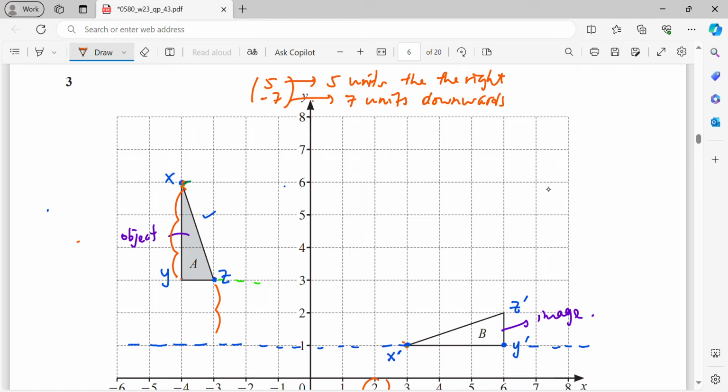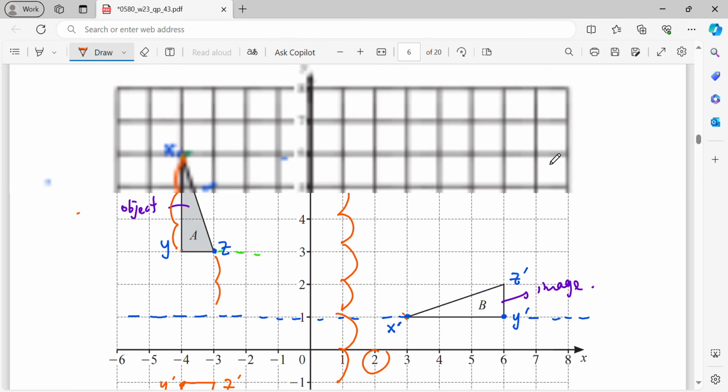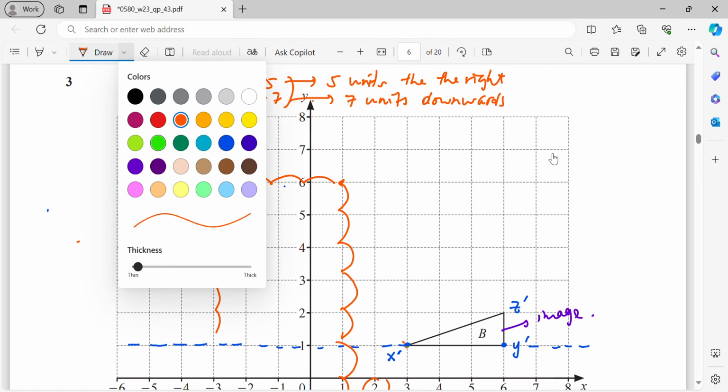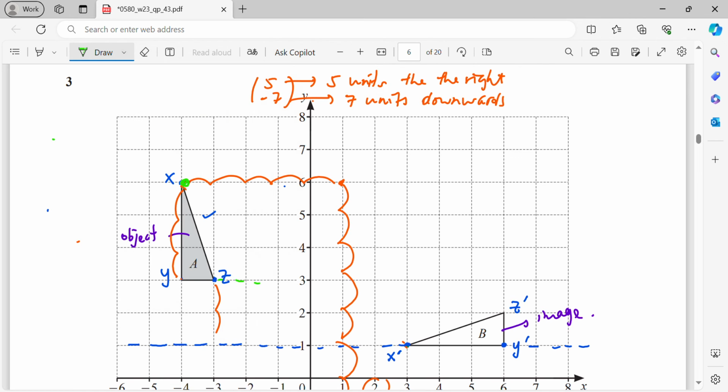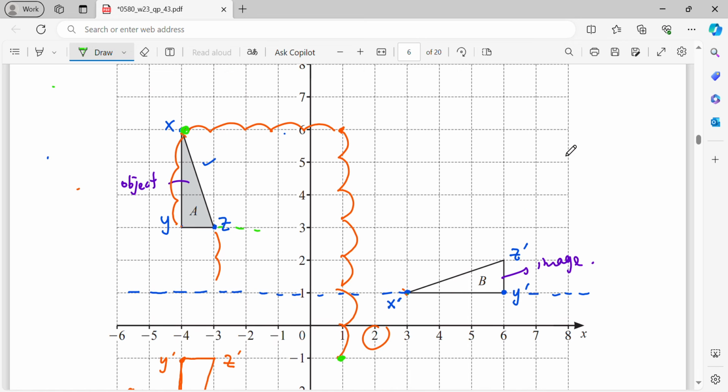Okay, so look at the point X. So 1, 2, 3, 4, 5. 5 units is here, to the right, then 7 units down. So 1, 2, 3, 4, 5, 6, 7. That means now my point, this X, has been changed to here. Right?